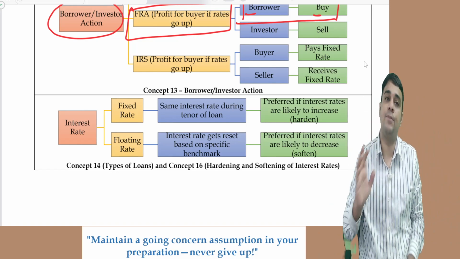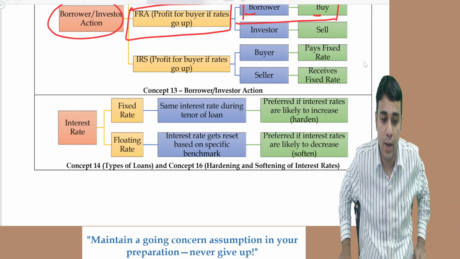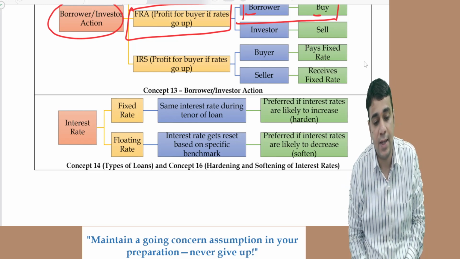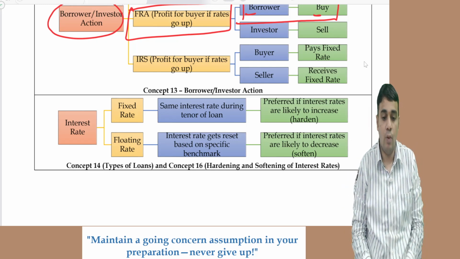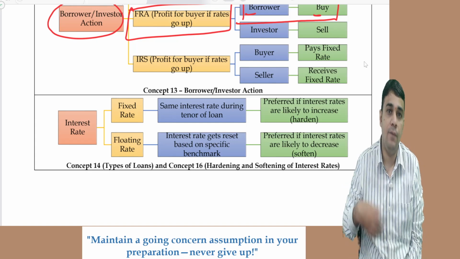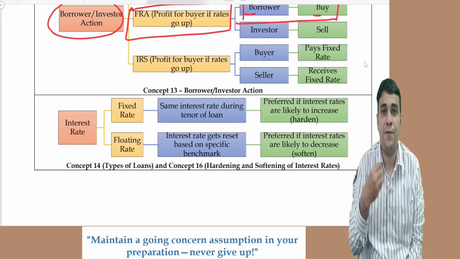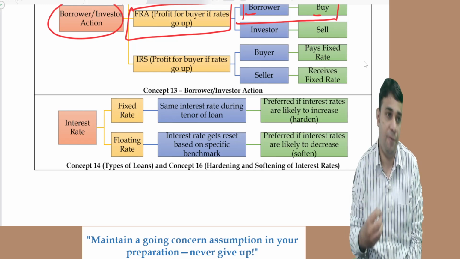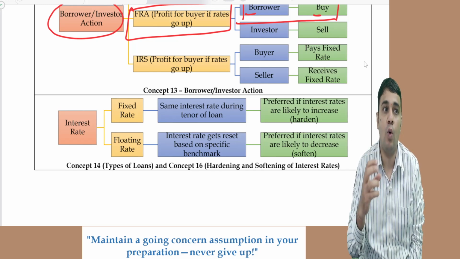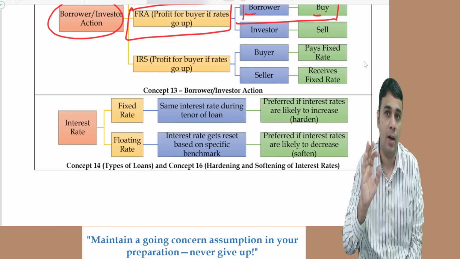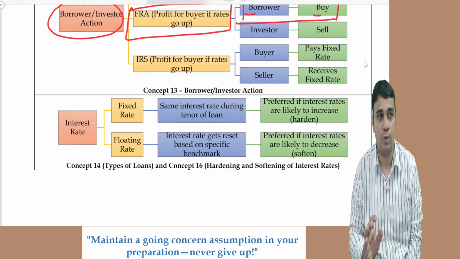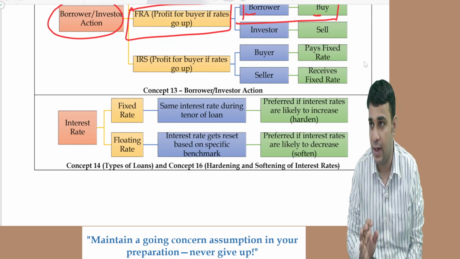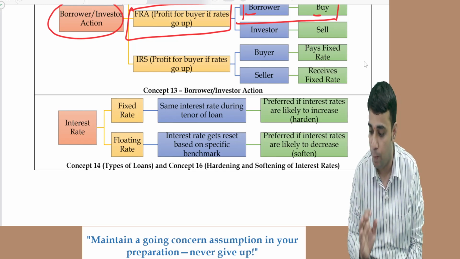There are two types of loans in a practical world. One is a fixed rate and second is a floating rate. Normally, I will prefer to take a fixed loan if I feel interest rates will go up in the market. This is more only from a loan point of view. Interest rate swap, investment, very rarely you will see an IRS kind of a question. It's only from a loan point of view.